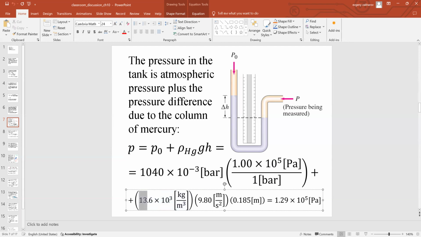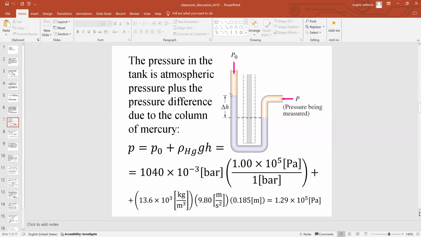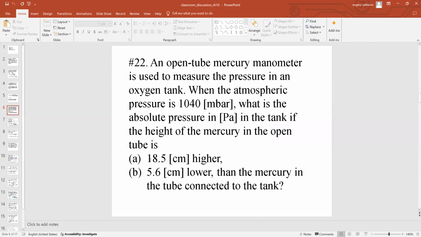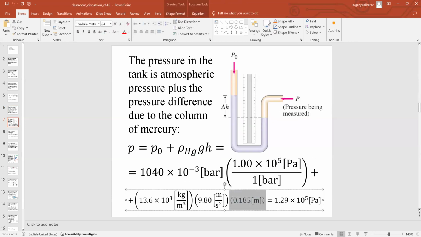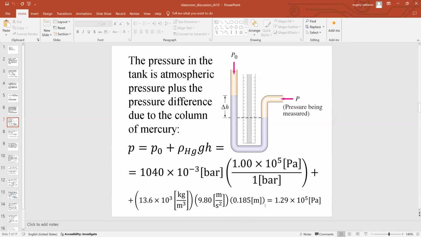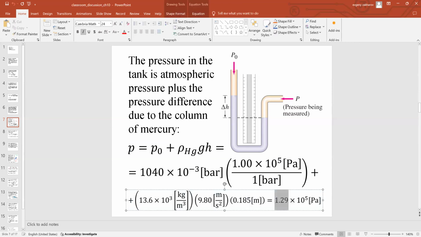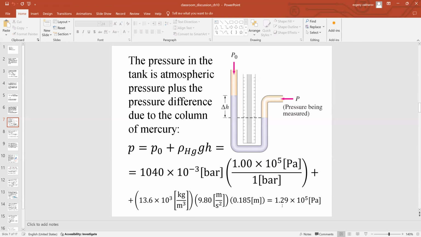So density of mercury, 13.6 thousand kilograms per meter cubed. That's what the table gives you. g is 9.8. And the depth of mercury is 18.5 centimeters. Remember, centimeters you convert to meters. So 18.5 centi, you divide by 100, decimal moves 2 times to the left. And once you do the calculations, add up all things together, you get the pressure that is slightly greater than atmospheric pressure.